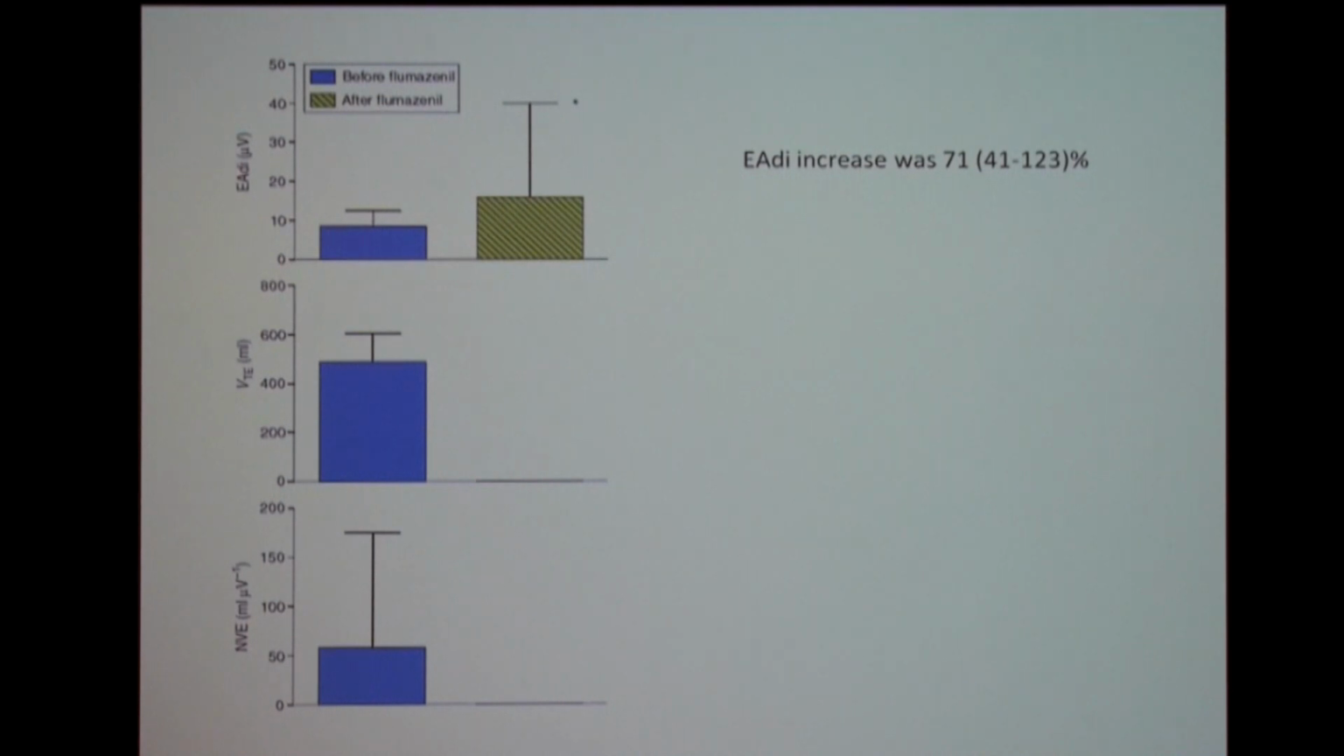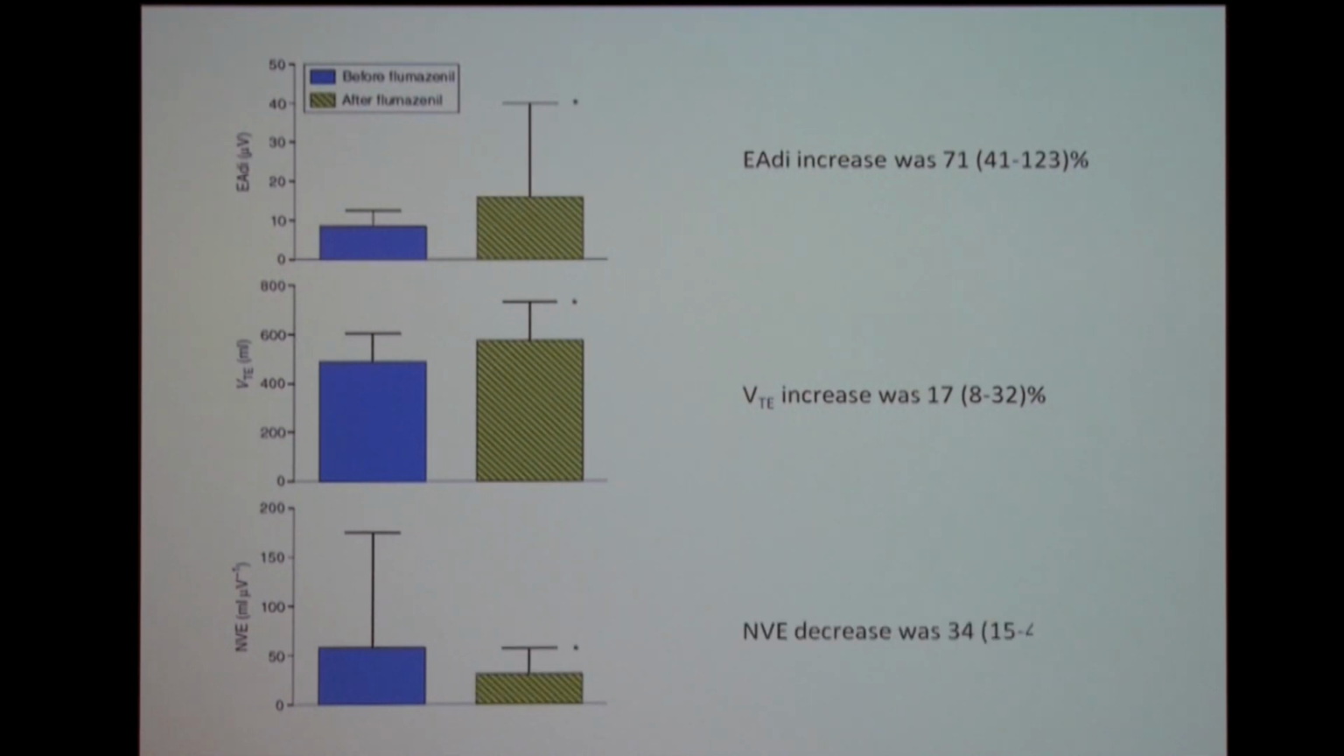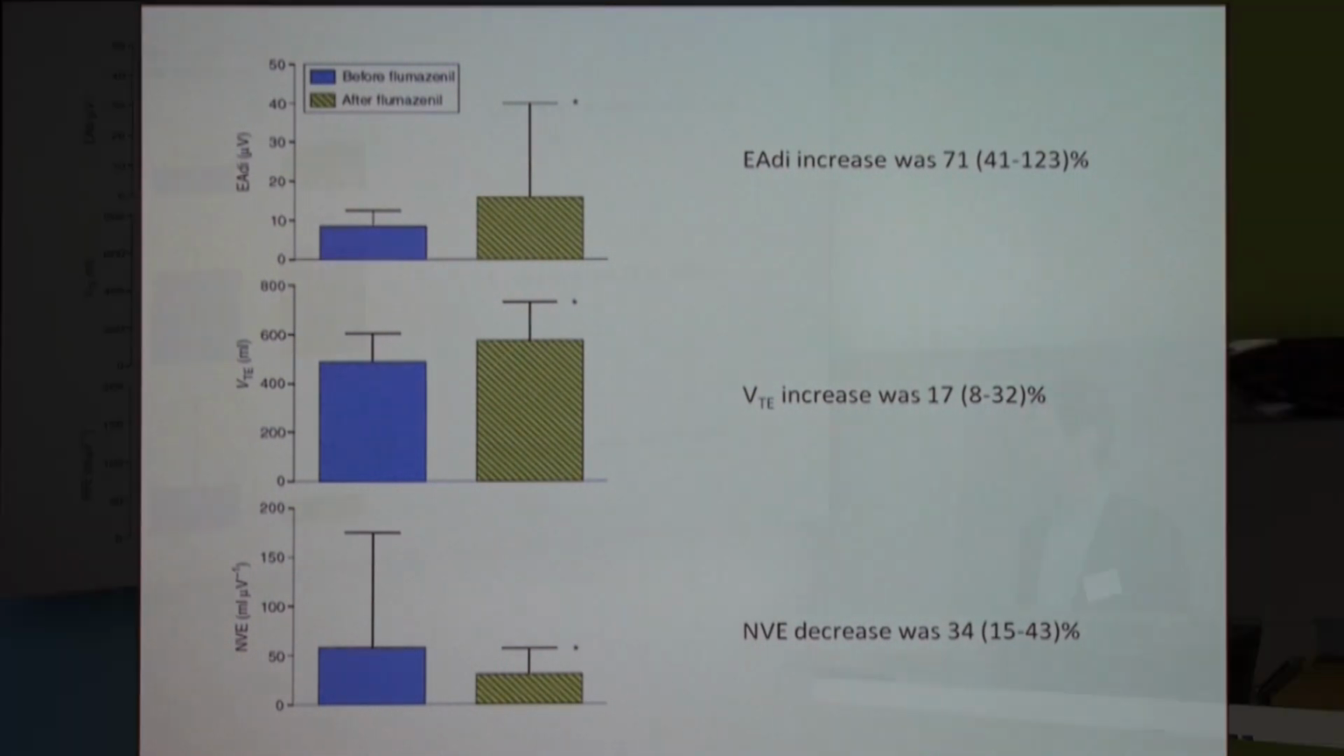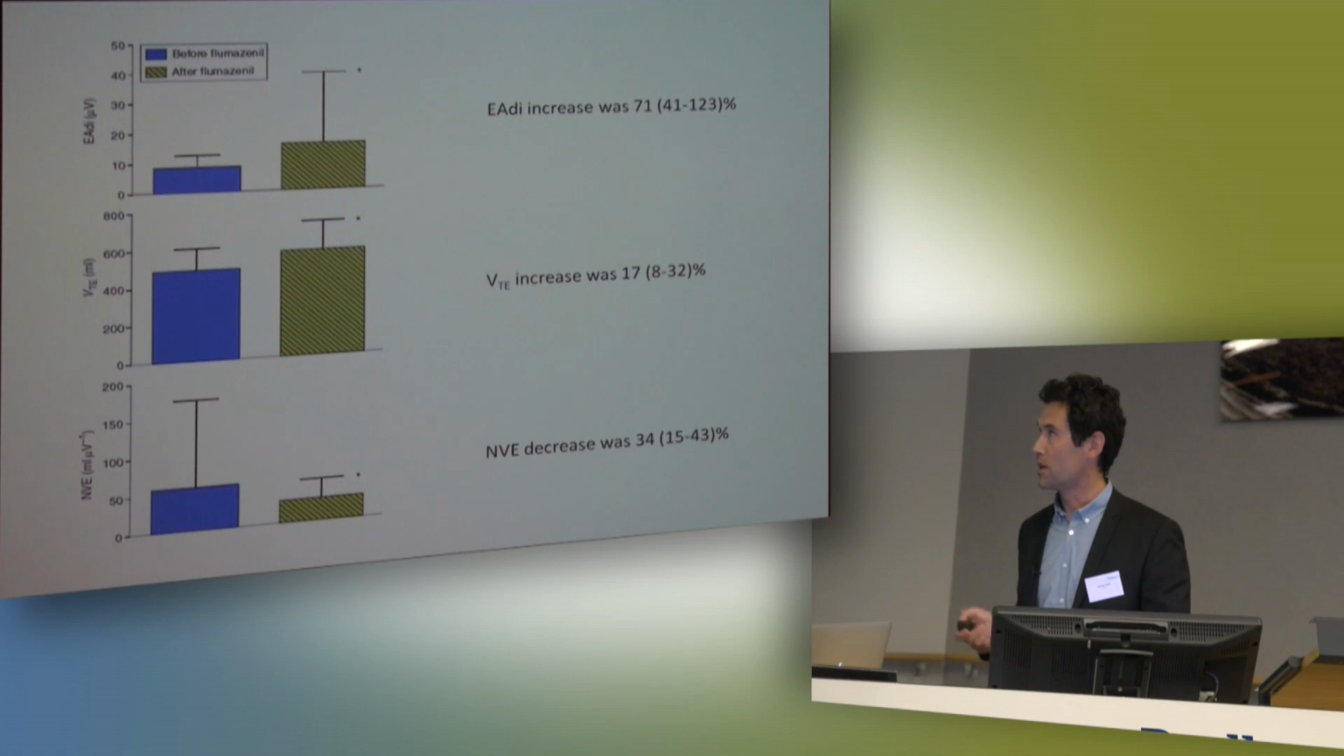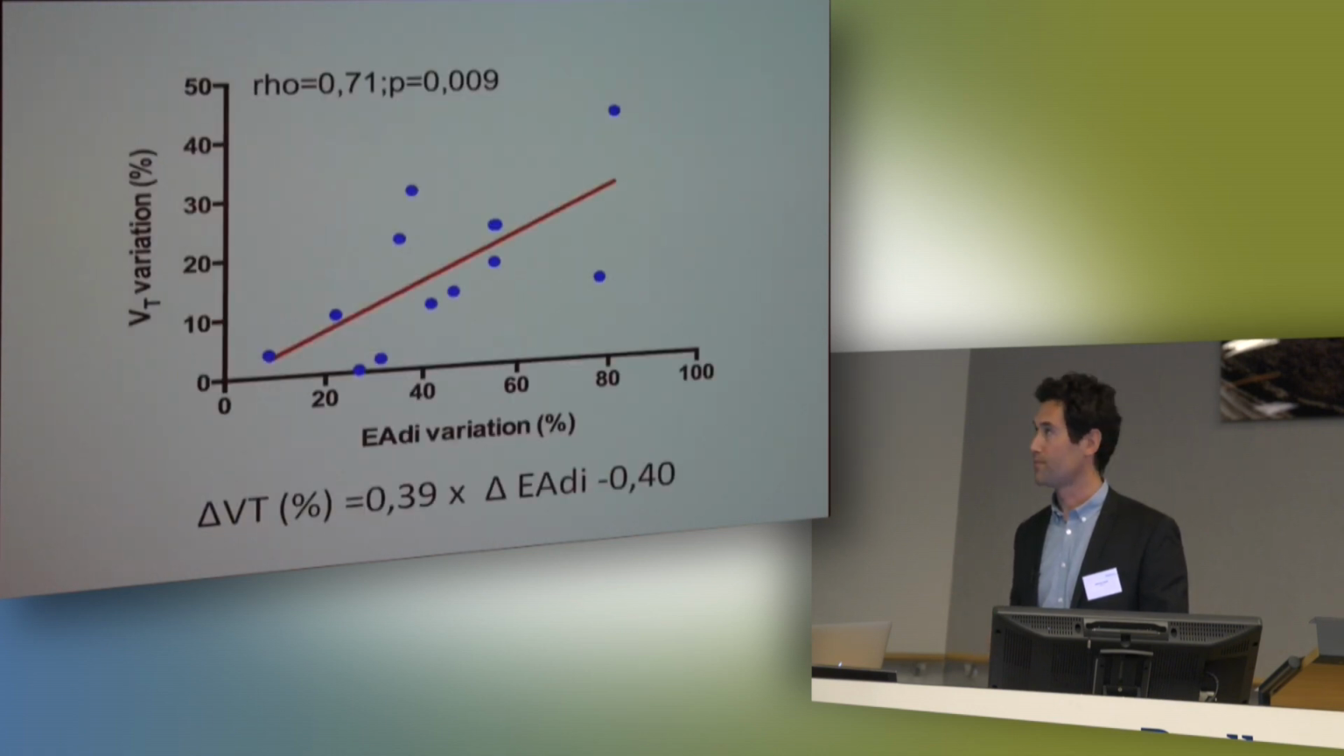So it's quite a lot, and because these patients were on pressure support, we didn't change the level of pressure assist. We've seen an increase of the tidal volume, which was less than the increase of the EDI, and the consequence was a decrease in the neuroventilatory efficiency. But the first aim was to discuss the EDI increase under pressure support.